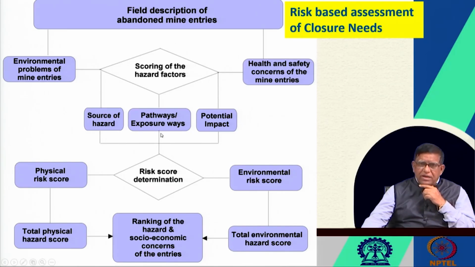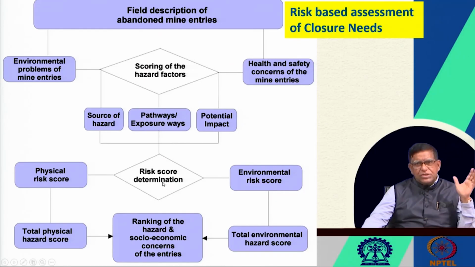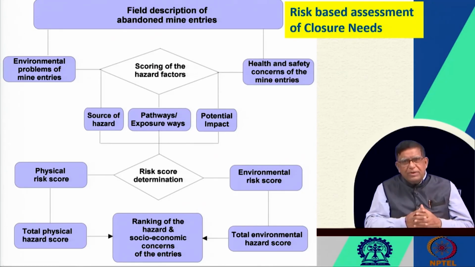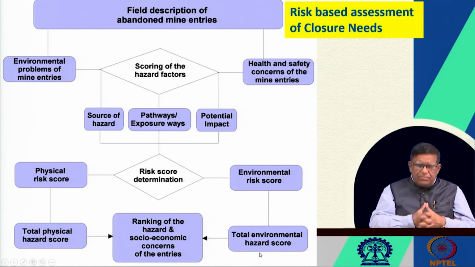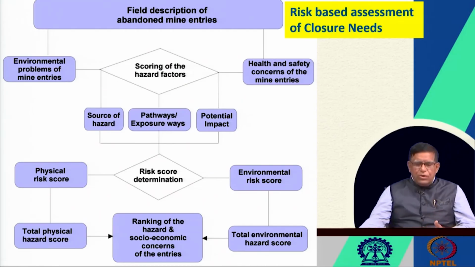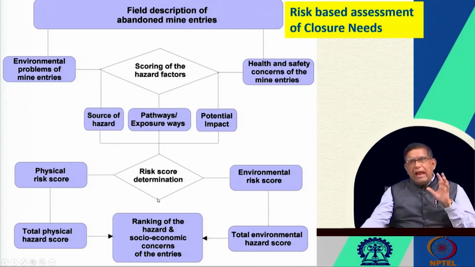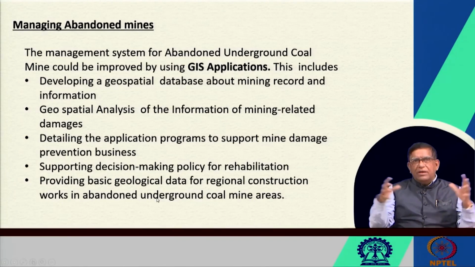And once we have identified that area, you can give a risk score for determinations. In general mine management courses, we talk about how to develop this risk score, and from there we can get the physical risk as well as the environmental risk. The total physical hazards and total environmental hazard in that area of a closed mine can be found out, and on that basis you define what socio-economic concerns will come, and then your mine closure activities will be done for that.